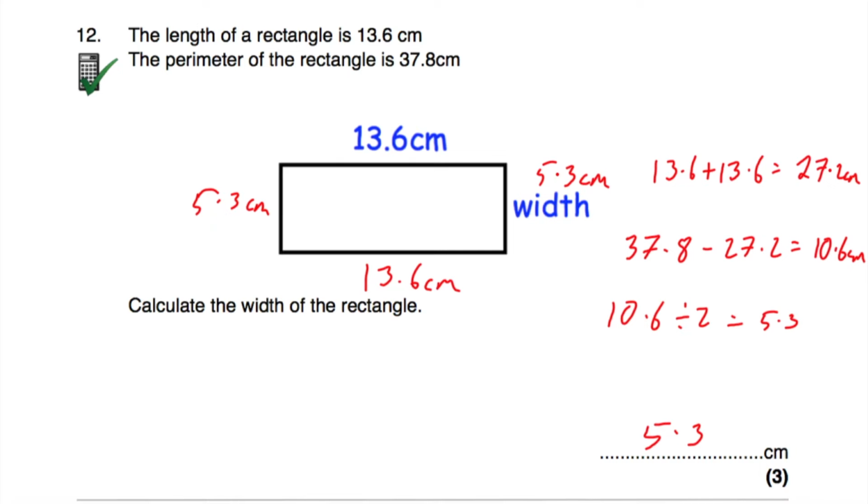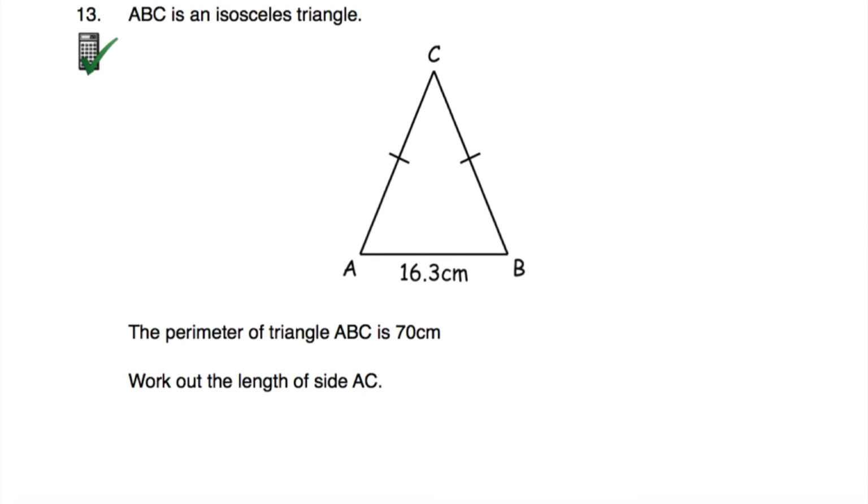Okay, let's have a look at our next question, question number 13. So question number 13, we've got ABC is an isosceles triangle, and the perimeter of ABC is 70 centimetres. So the perimeter of this triangle is 70 centimetres, and we've been asked to work out the length of AC. Now it's a calculator question, so that's quite nice. Now we know the length of the base is 16.3 centimetres, and the length of the left hand side and the right hand side are equal to each other because they've got those two little dashes. So AC is the same length as BC.